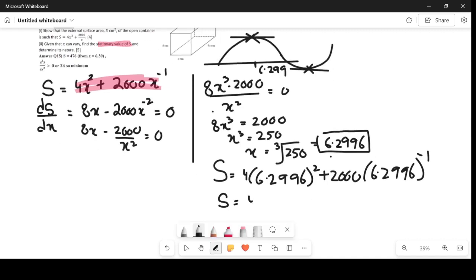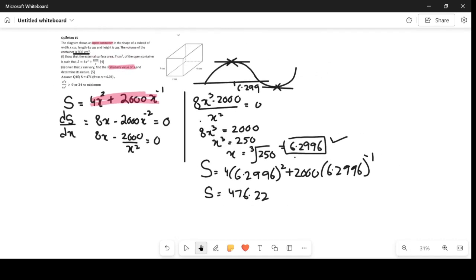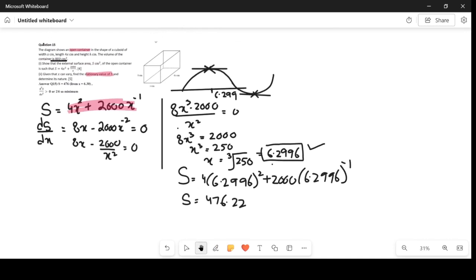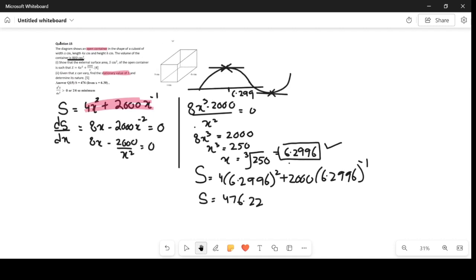S equals 476.22. So at the stationary value or at the stationary point, the first value you get is the value of x. And then the question was asking for the value of s at this point. So that would be by substituting 6.2996 in the equation for s. That gives us the value of s.